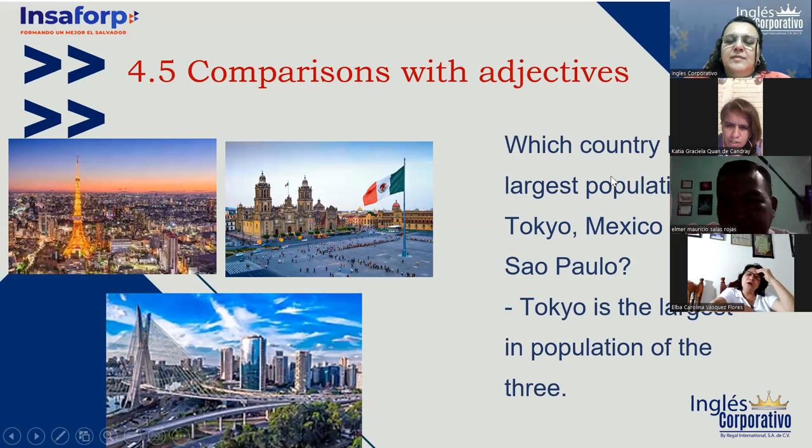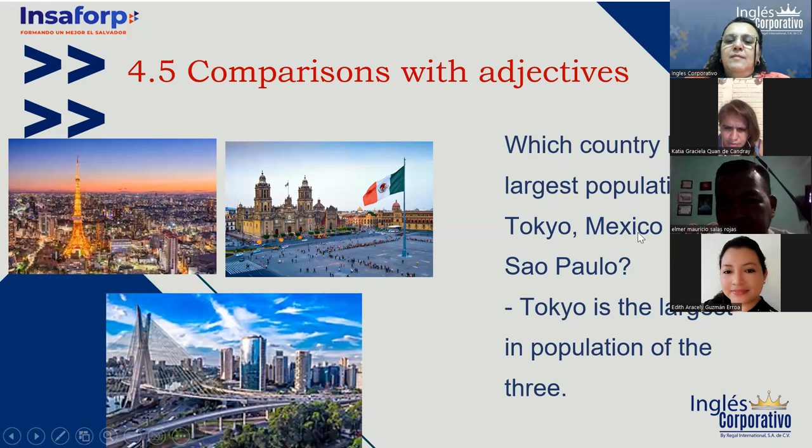Now, which city has the largest population? Tokyo? Mexico City? Or Sao Paulo? Tokyo is the largest in population of the three.